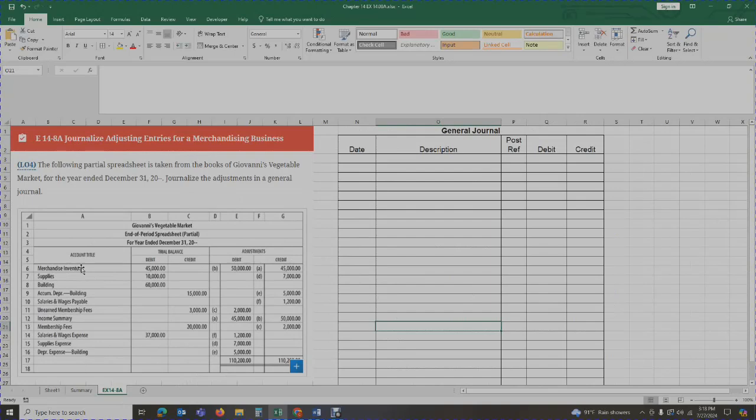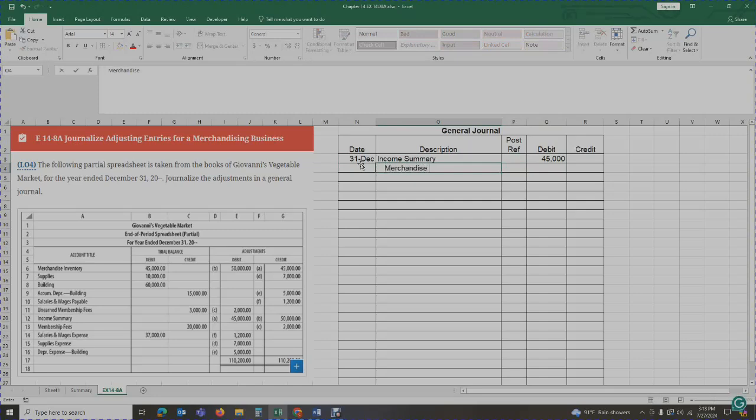So if we look at merchandise inventory, my balance is 45,000 debit. Okay, so step number 1, and this is happening as of December the 31st. Step number 1 is to debit income summary for the original balance that we have there, which is 45,000, and we're going to credit my merchandise inventory. So what that's going to do, it's going to zero out my merchandise inventory.